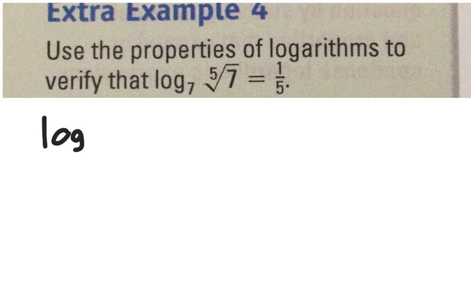So again, I'm going to pick the left side because I think it's uglier. I'm going to try to rewrite it to look like the right side. So first thing, fifth roots. Logarithms and roots don't work very well. So fifth root, how's another way I can write fifth root?